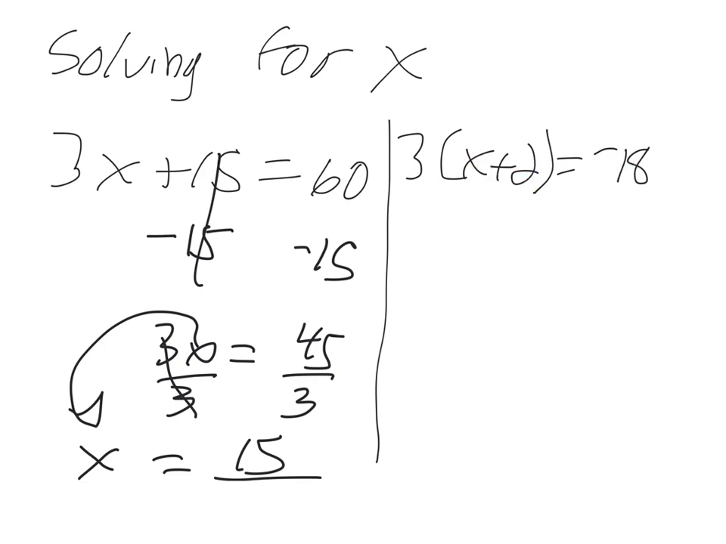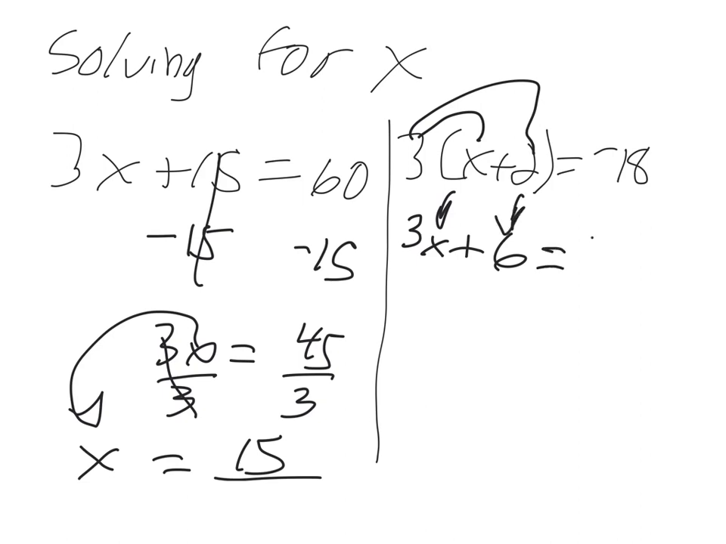Now here is a problem that requires one additional step, so we have to extend out this 3 times x plus 2, and so you'd use the distributive property: 3 times x plus 3 times 2. So 3 times x gives you 3x, and then 3 times 2 gives you 6, equals minus 18.